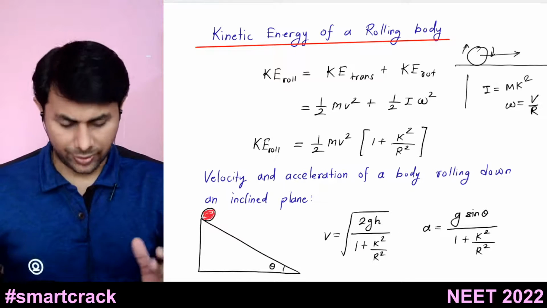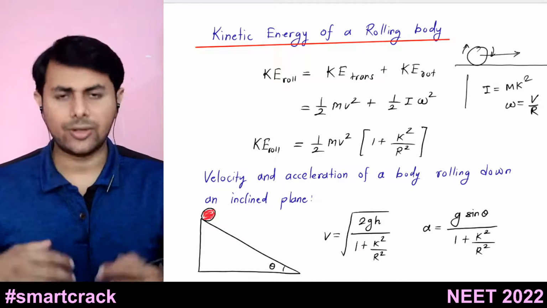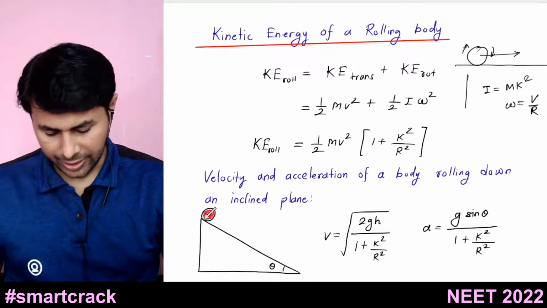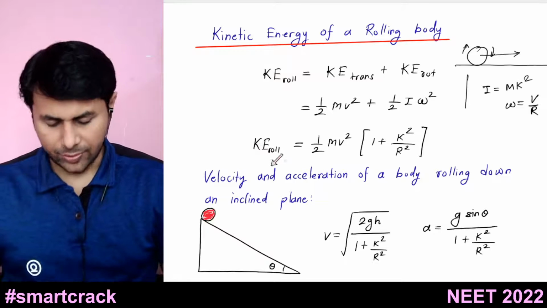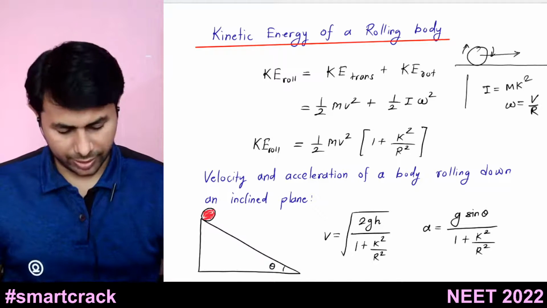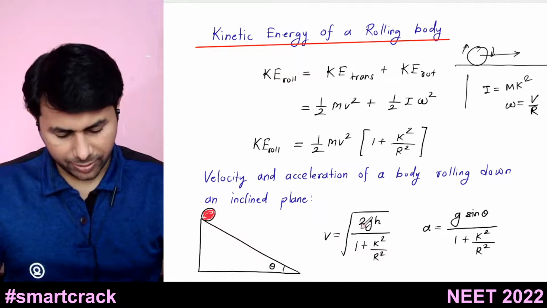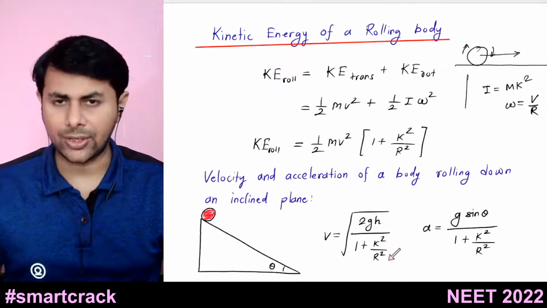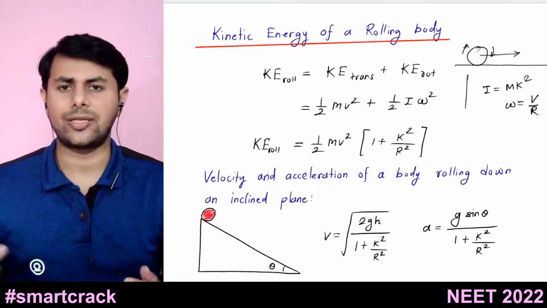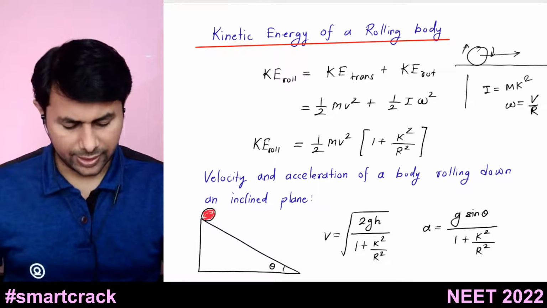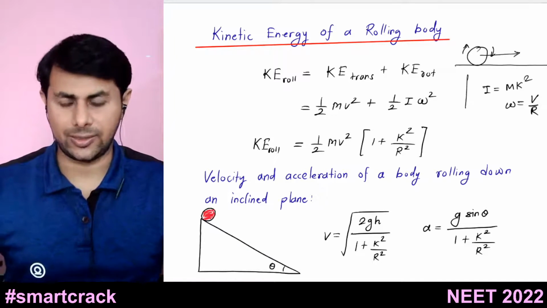r square. This we obtain when we equate potential energy at top to kinetic energy of rolling motion at the bottom. So v equals square root of 2gh upon 1 plus k square upon r square, and its acceleration is g sine theta divided by 1 plus k square upon r square. These formulae we need to memorize.